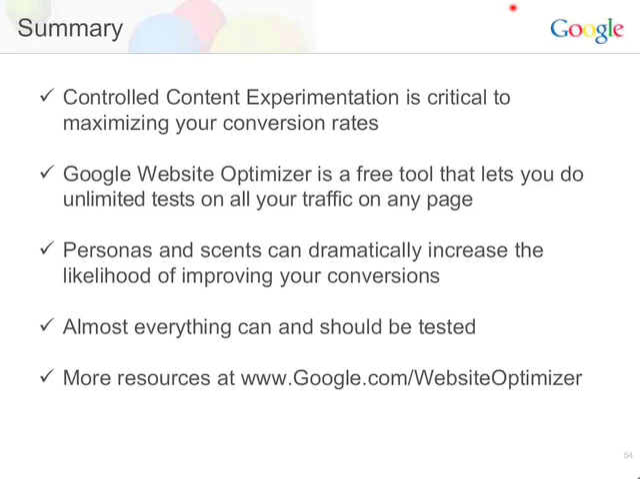Really think a lot about what Brian talked about with regards to personas and how to increase your conversion rate by thinking about, well, who is coming to my site and what is it that they expect to see and how certain people will look for certain things. And lastly, everything can be tested, and there are additional resources, and an archived version of this webinar will also be available at the Website Optimizer homepage at google.com/Website Optimizer.